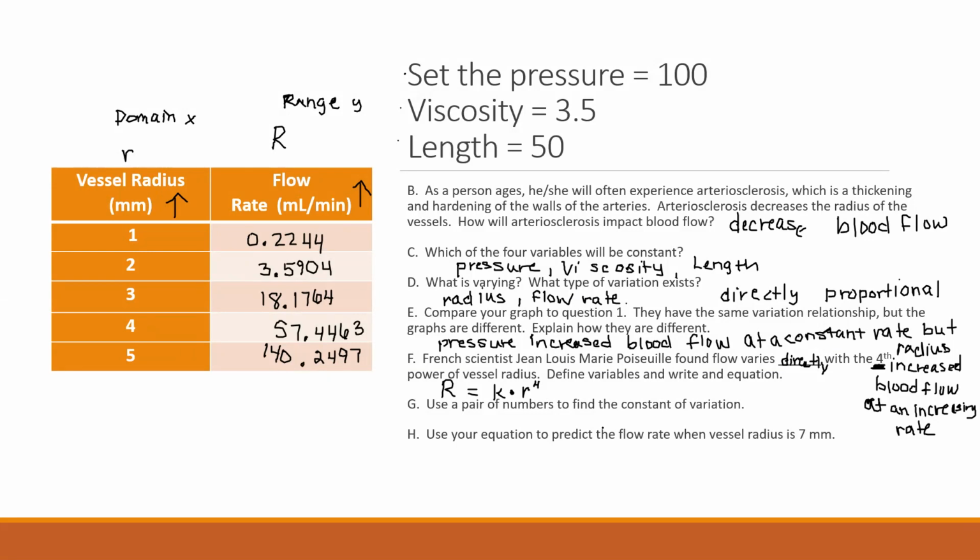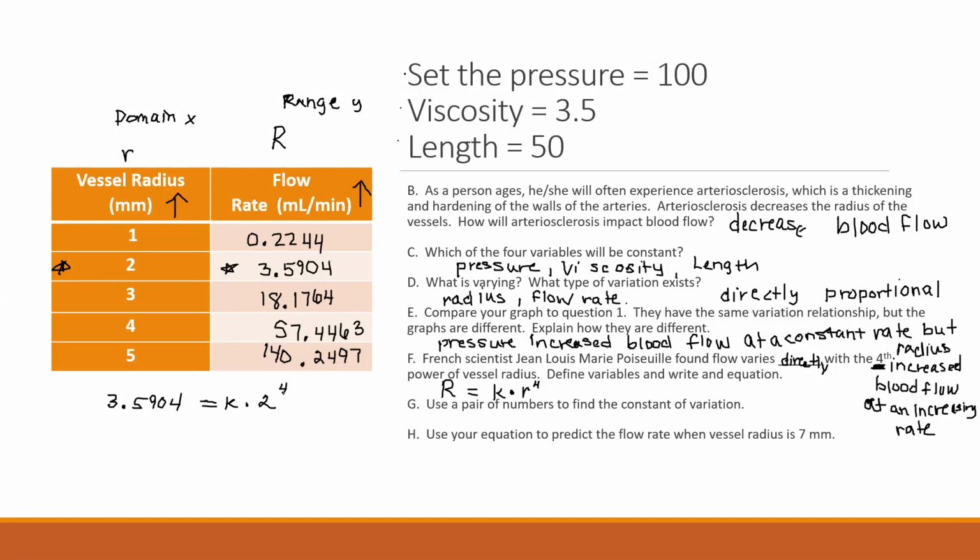It tells me then to use any pair of numbers to find the constant. I'm tempted to use the first one because that's what I typically do, but the math for that one is super simple. So I'm actually going to use the second one just to show you the more complicated math in case you run into something else that's more complicated. So using the pair of numbers from the second row of the data that I wrote down, the flow rate, uppercase R, is 3.5904. And it is equal to K times the radius of 2 to the fourth power.